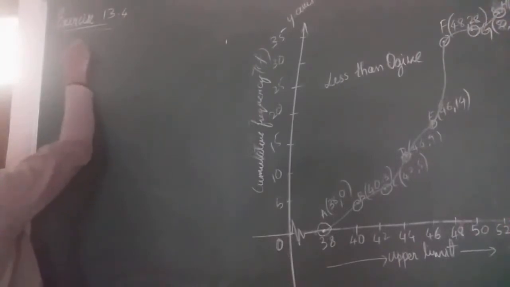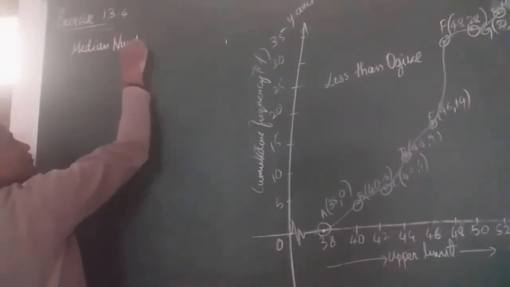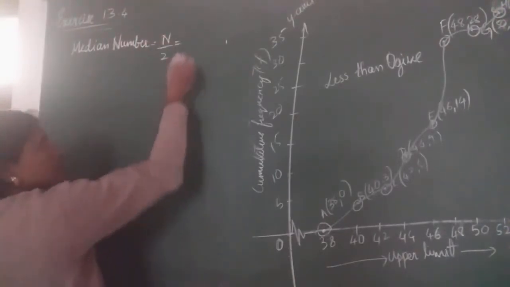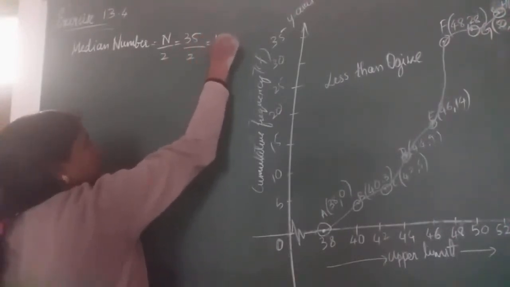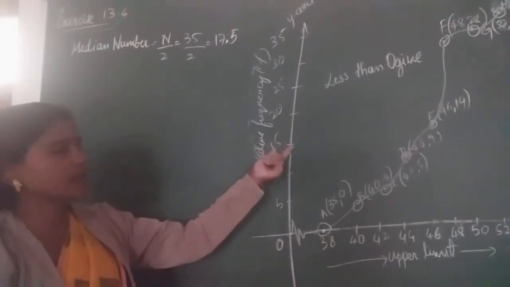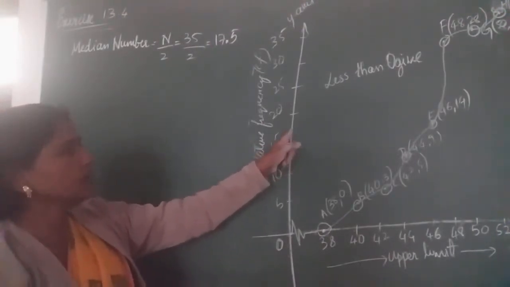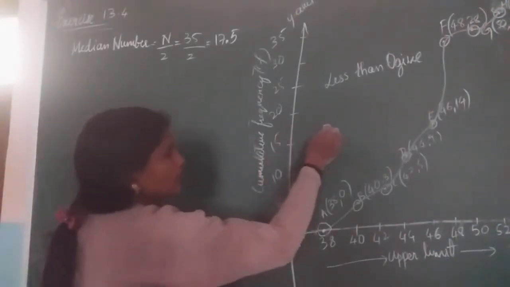So median number is equal to n by 2. n is how many? 35 students. 35 divided by 2, that is 17.5. From here you have to calculate the 17.5. 15, 2 lines it will be 16, then 4 lines it will be 17. 17.5 means in the middle you have to take.